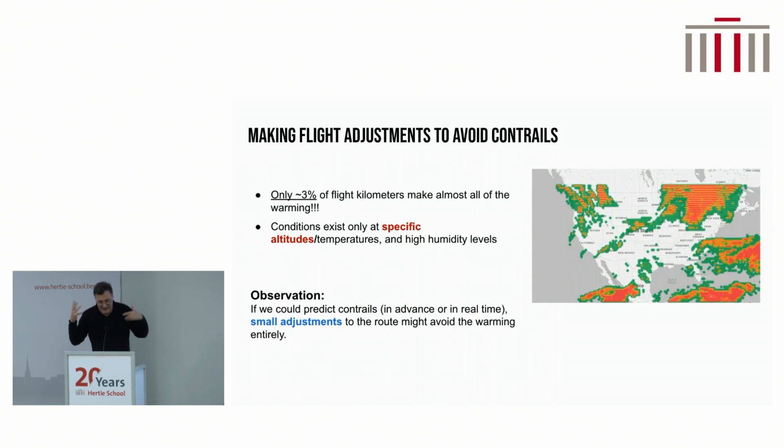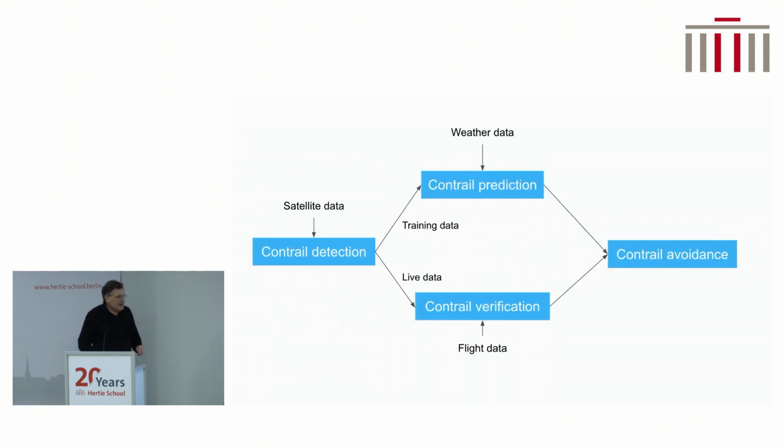That's what they mean by these conditions exist only at specific altitudes and temperatures and high humidity levels. So again, we've made an AI system to predict contrails both in real time and either a day in advance, or you can do it climatologically months in advance, although it's not so accurate. And then you can make small adjustments to the route to avoid warming entirely. So the system that we built is a little bit complicated, so let me try to go through the architecture of the system. What we want to do is help the airlines avoid contrails.